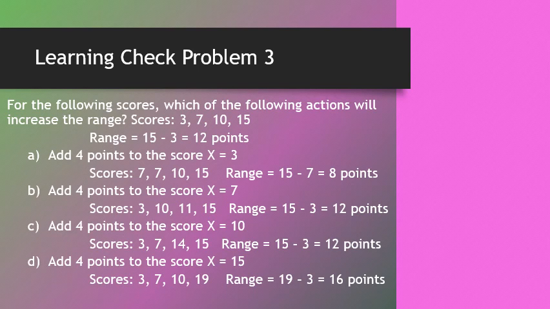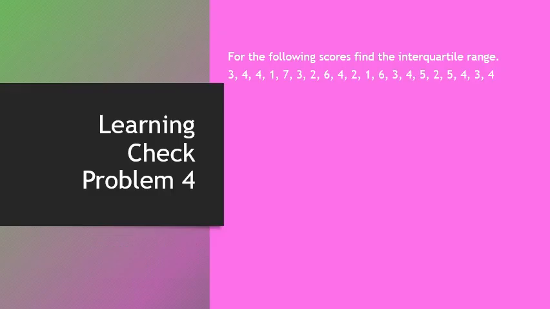Basically, if you want to increase the range, you have to either increase the highest score or decrease the lowest score to make the range bigger. So the answer here is D. The range is now 16 points. All right, learning check problem 4. See if you can find the interquartile range. Pause the video while you do this.